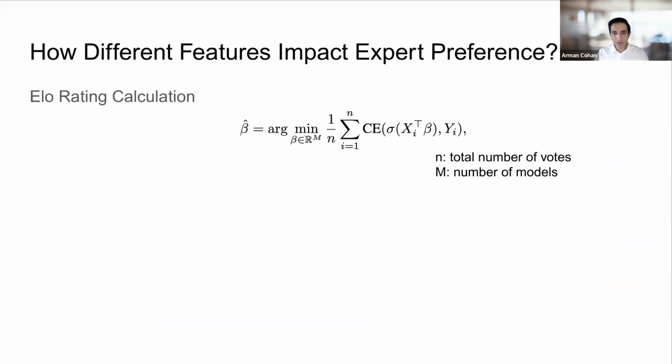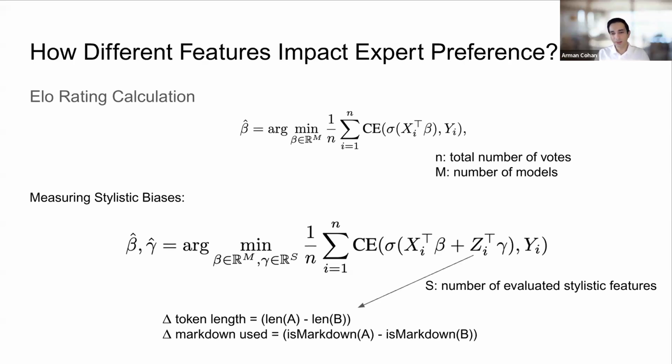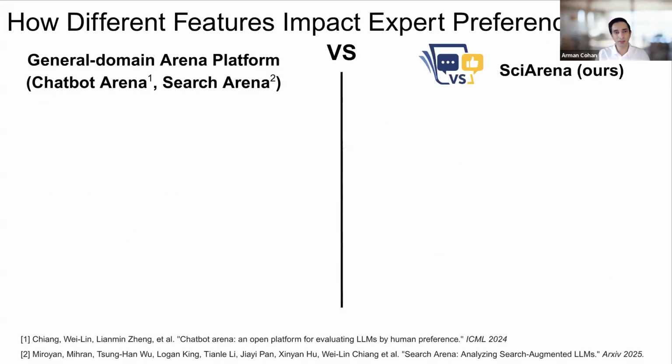Okay, so we did a study measuring other types of biases that might impact annotators. Following other arena-style evaluations, you can add other variables into the Bradley-Terry model, things like token length, style, or citation quality, to see what the impact of those other features is.